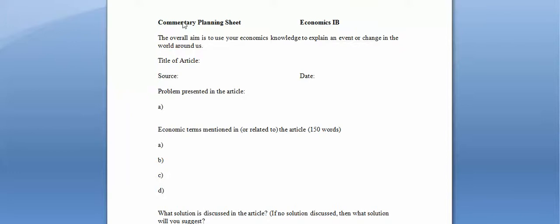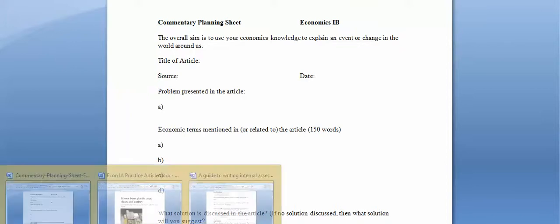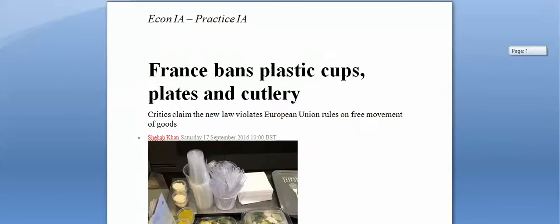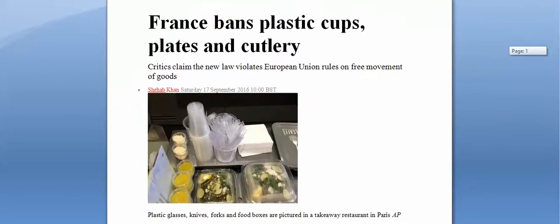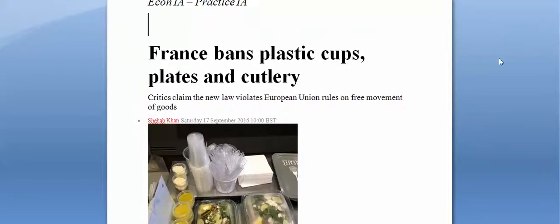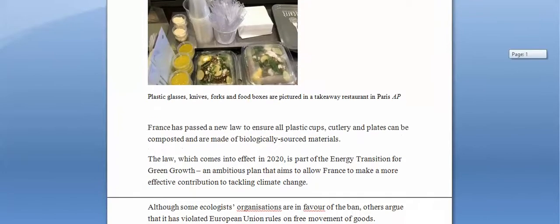Now, we have the article over here, so let's start with that and see how we can fill out the sections of the commentary planning. As we're reading, let's highlight and think of what is the problem that the article is discussing and what's the solution. How do we think it's going to be represented in a graph? Let's look at that. France is banning plastic cups, plates, and cutlery. So obviously this is the solution. Let's highlight that. The government intervention is the ban of France.